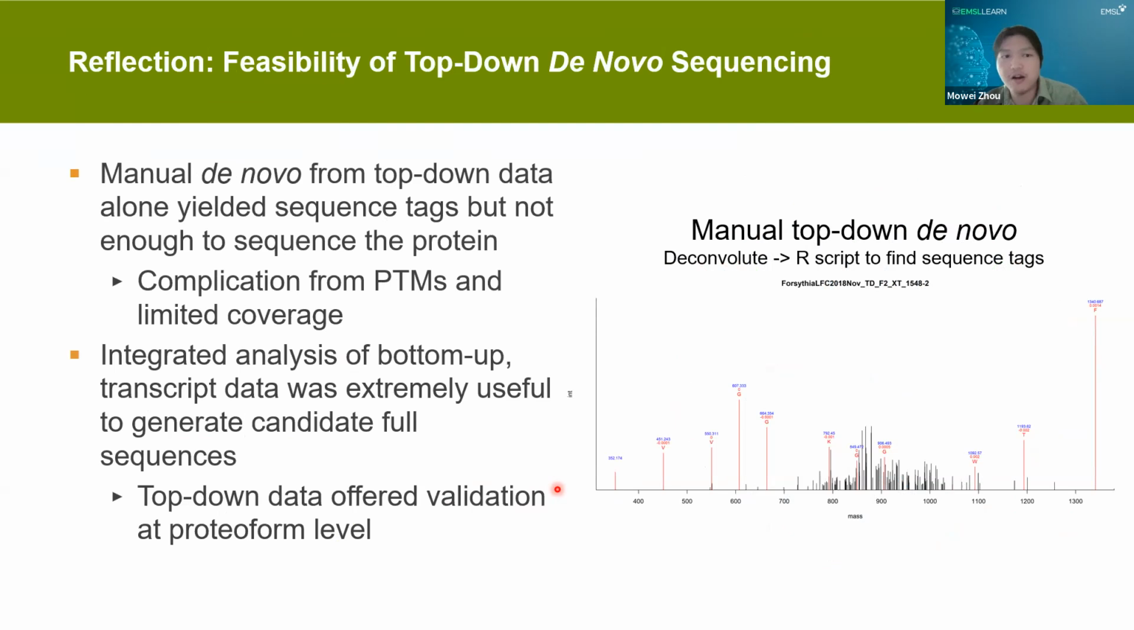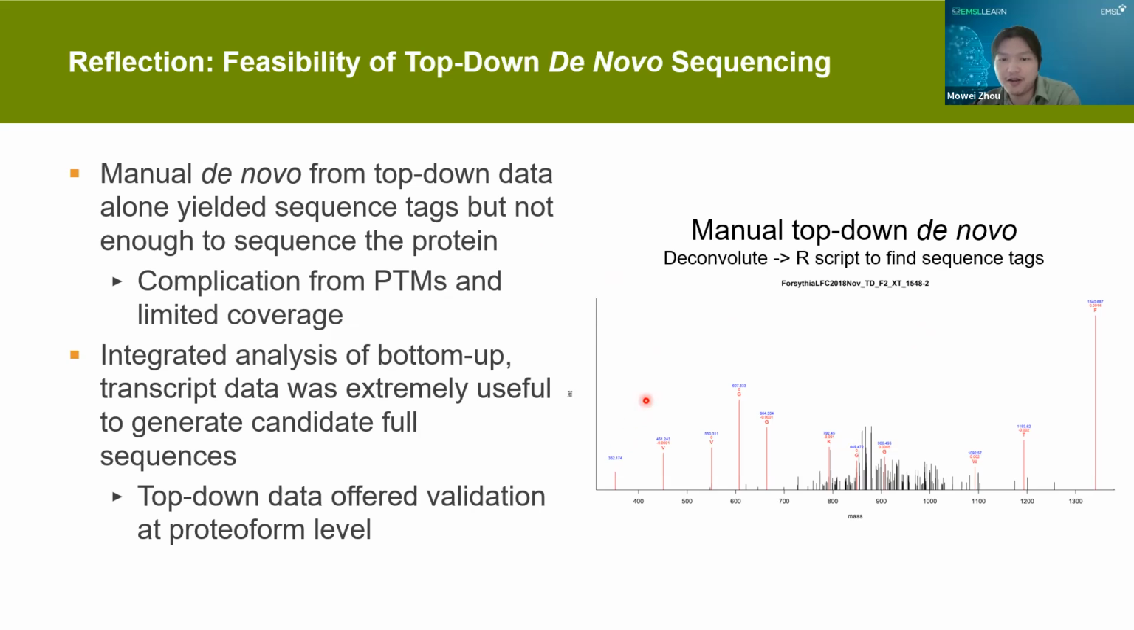So before I end my talk, I just want to have some discussion, to maybe stimulate some discussion around the topic of de novo sequencing from top down. So I just want to reflect on what I did. I was a little bit ambitious at the beginning, trying to do de novo sequencing from top down. So it's actually doable to some extent.